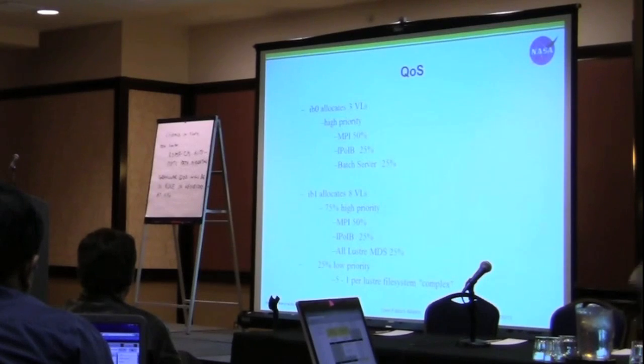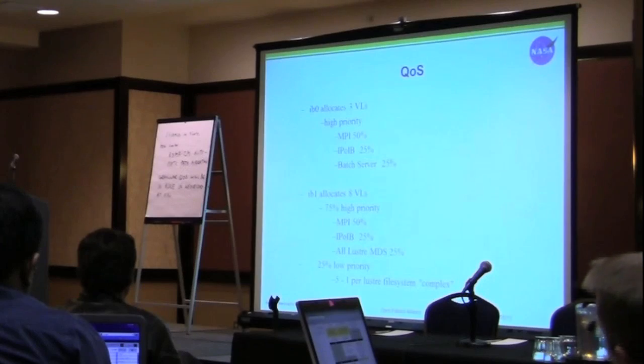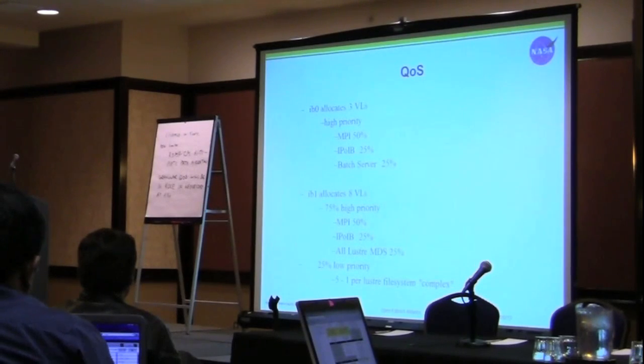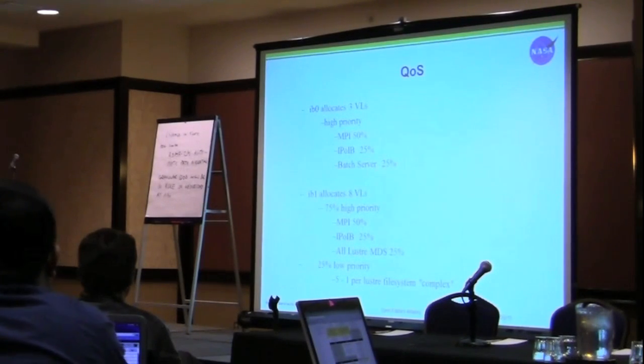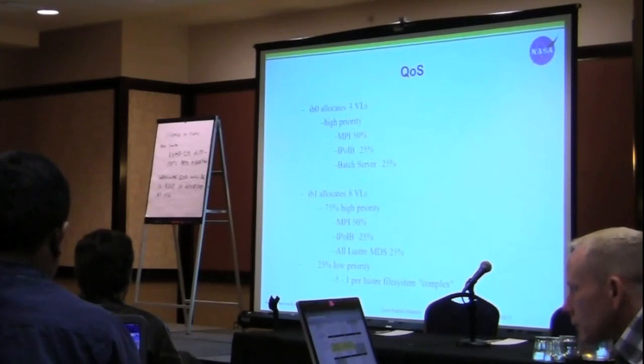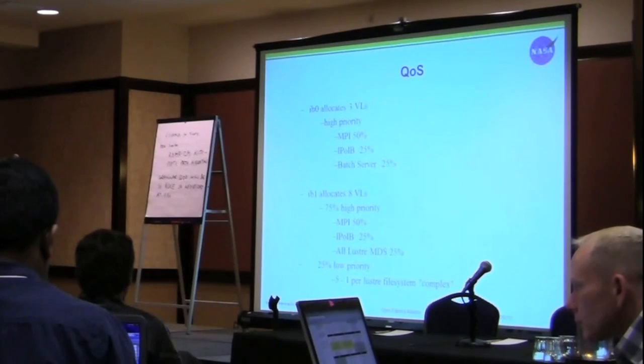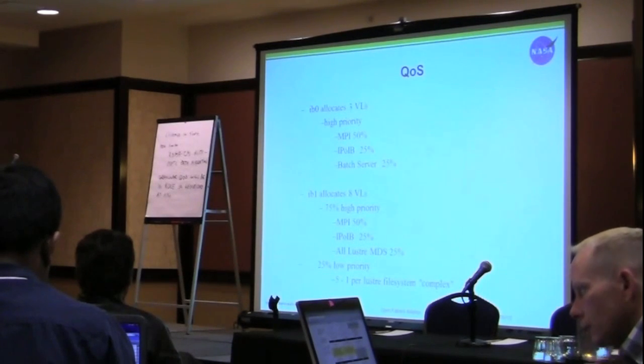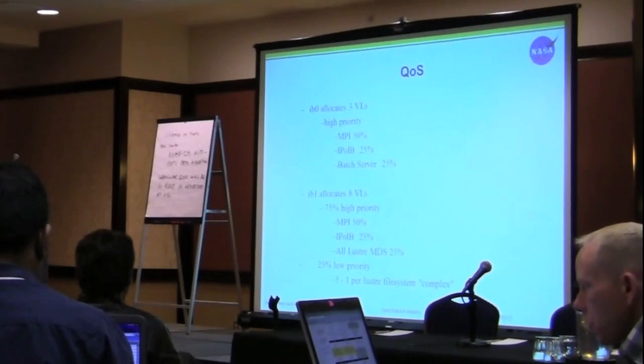We're allocating 75% on IB1, which is our primary fabric that does I/O: 50% MPI, a quarter IP over IB, and a quarter to the Lustre MDS, all in that 75% high priority VL, and then 25%, which is one per Lustre file system complex. This is similar to what Livermore had done with Lustre, which was to give 90% to MPI and 10% to Lustre, just to ensure that Lustre traffic got through, because Lustre can have problems if you block it.